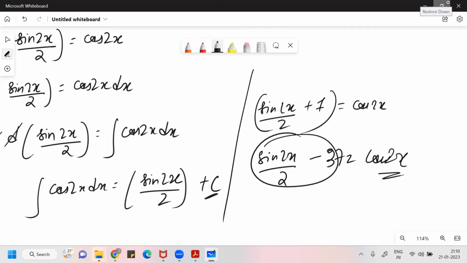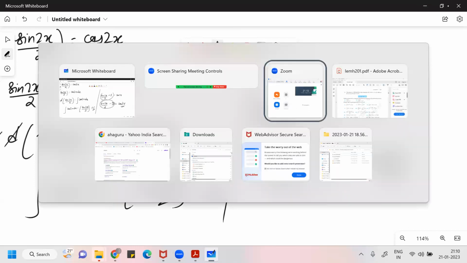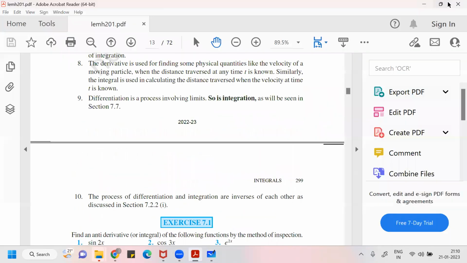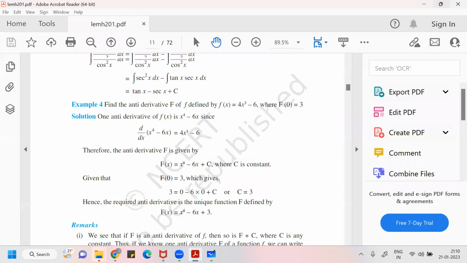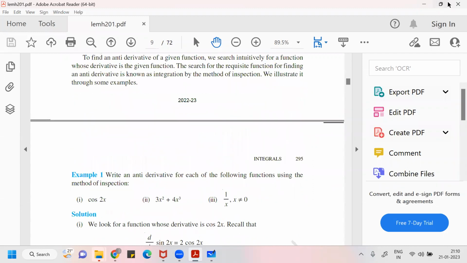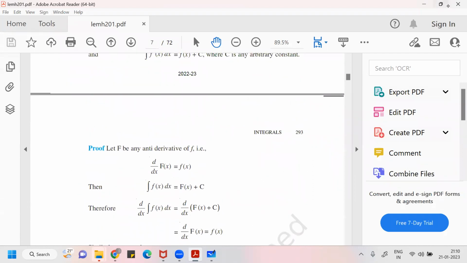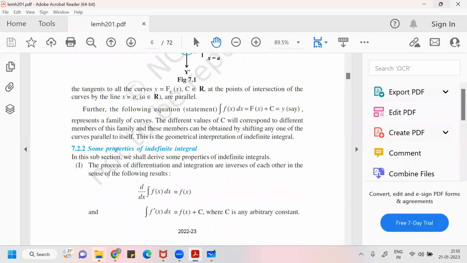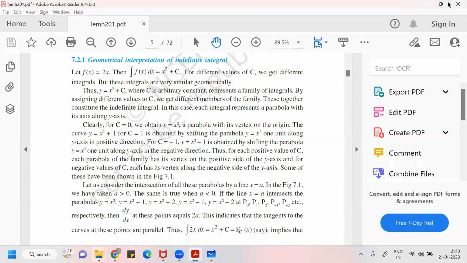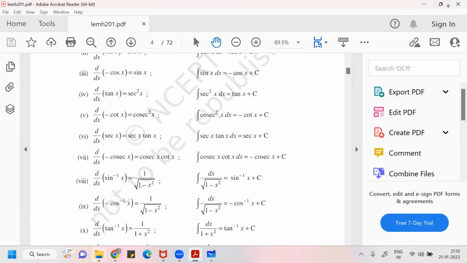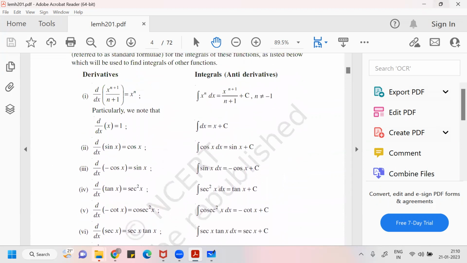That is the idea which was discussed by Newton. Newton said that integration is nothing but the inverse of differentiation. So if you know differentiation, getting integration is the next easier thing. You can easily get the integration part. So here, in this class, we'll discuss the formulas of integration and exercise 7.1. These are the formulas which you should be aware of.